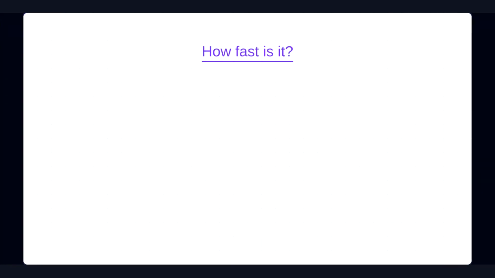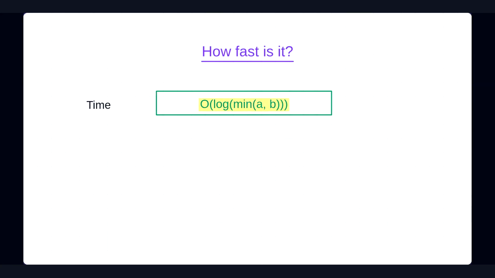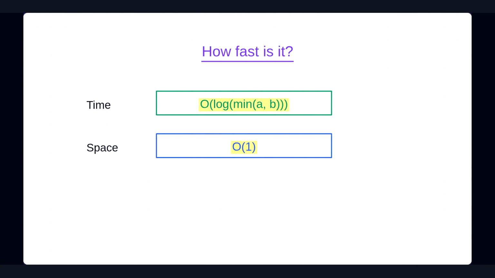Euclid's algorithm is remarkably fast. Each remainder step shrinks the number so quickly that the number of steps grows only like the logarithm of the smaller number. And we keep just the two variables, so the space is constant.